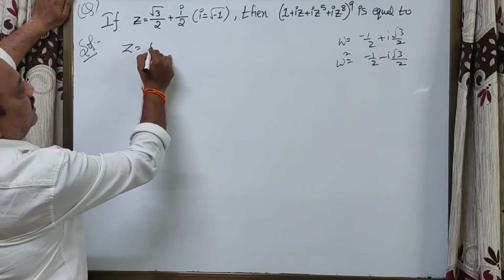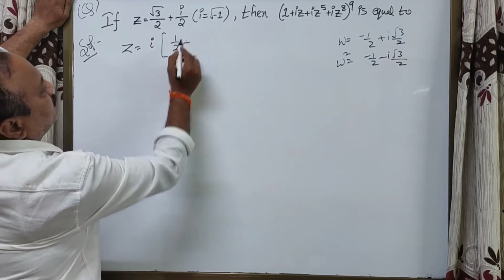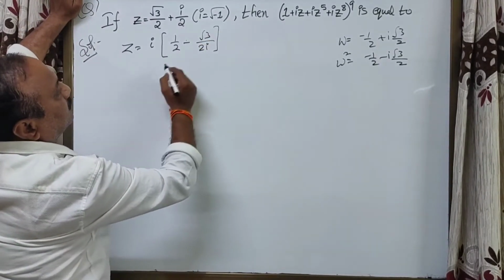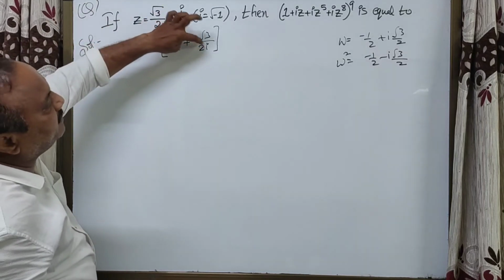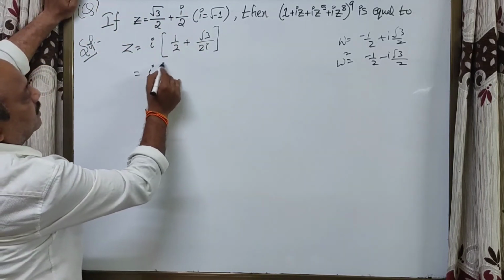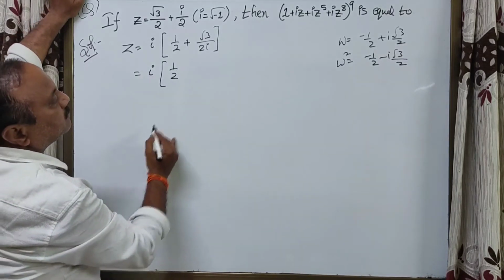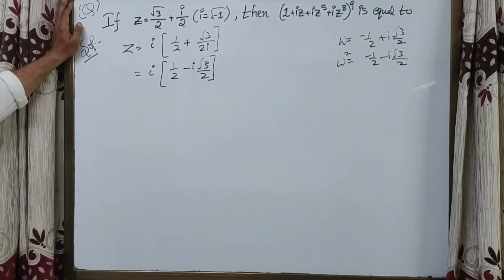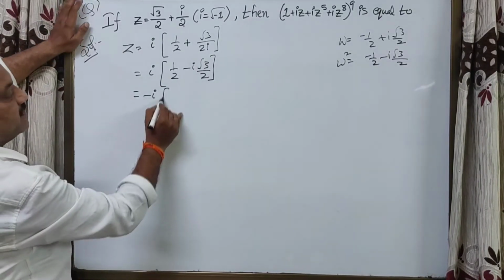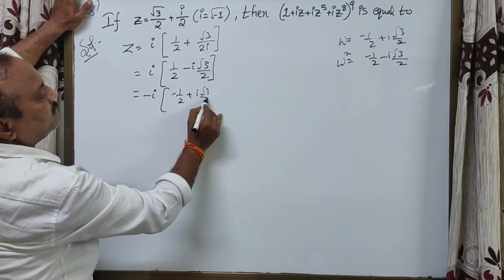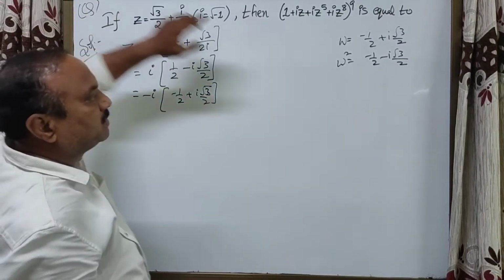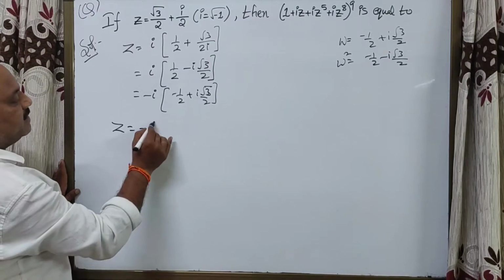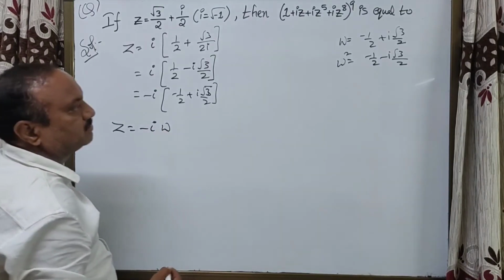From the given z value, take i common, it becomes i times (1/2 - i√3/2). Multiply and divide with i, we get i into (1/2 - i√3/2). Take minus common: -i times (-1/2 + i√3/2). The value -1/2 + i√3/2 is omega. Therefore, z value is iω.